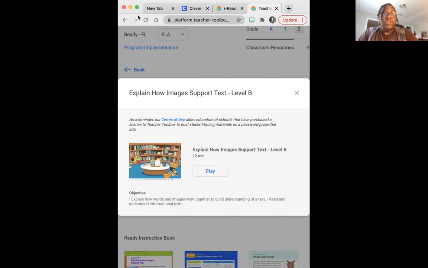Hi guys, this week we're going to talk about how pictures support the story or the text. This video that we're about to watch is an interactive video that I will be doing with you guys. Each one of your teachers knows how long this video is. So before you move on, make sure you watch the entire video. Again, this week we will be talking about how the picture supports the text.